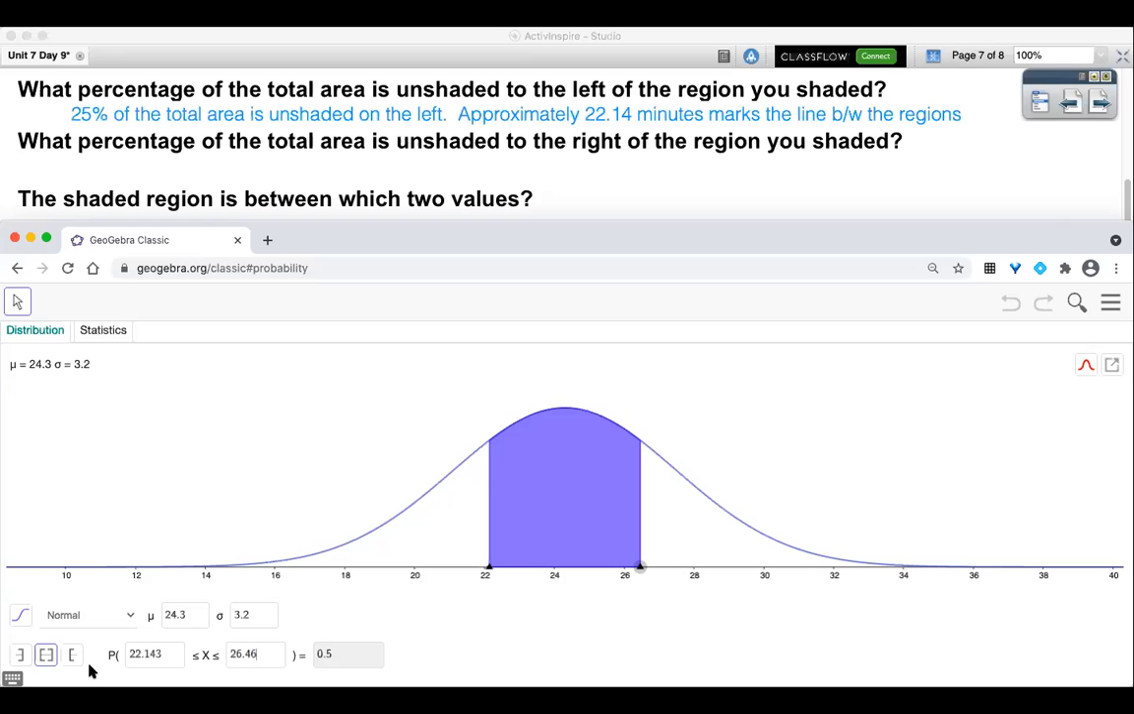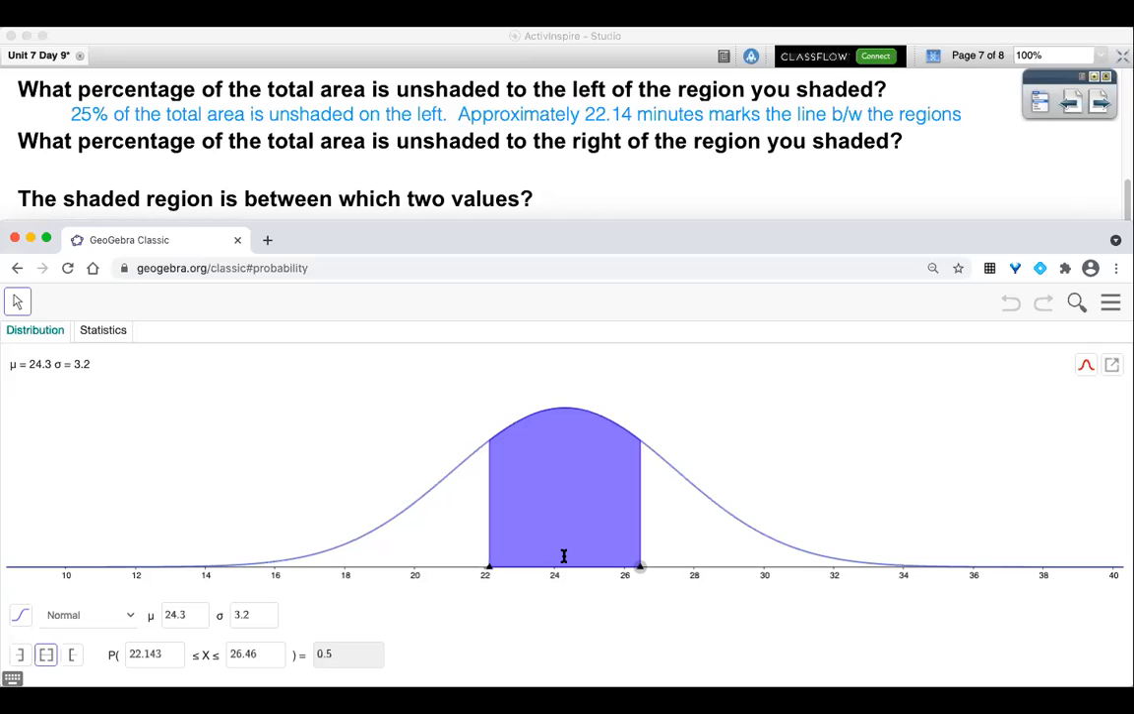Okay, now the second question, very similar question, right? Instead of asking about the area that is unshaded to the left of the region, we're now looking at the area that is unshaded to the right of the region. Well, let's think about what we said for the first question, right? We knew that the area under the curve that is to the left of the region that we shaded was 25%. So that means that the area to the right of the region we shaded also has to be 25%. So 25% of the total area is unshaded on the right.